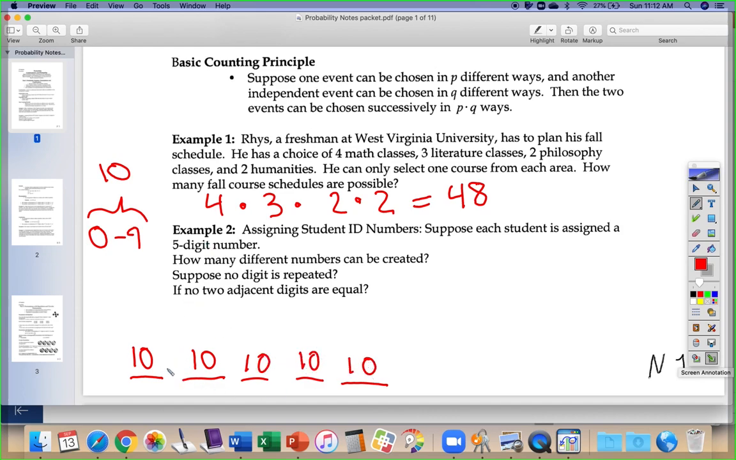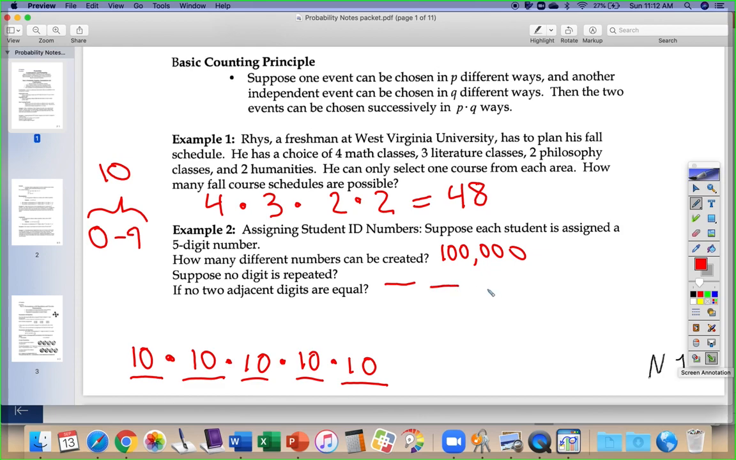But the basic counting principle says pick one of the digits, multiply it all across the board, because for any one of these IDs, I could have the ID number 0, 0, 0, 0, 0. I could have 1, 2, 3, 4, 5. Any ID, there's 10 options for each of the spots. So if I multiply that out, that is 100,000 possibilities.